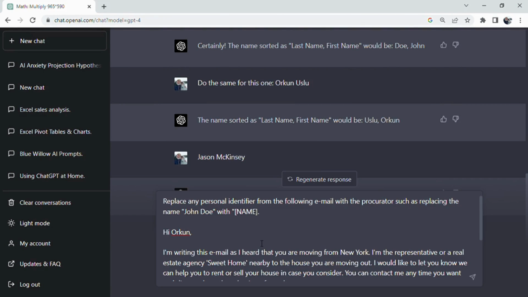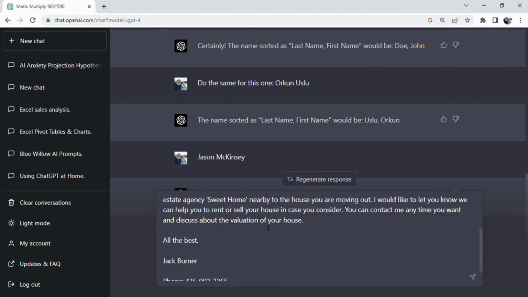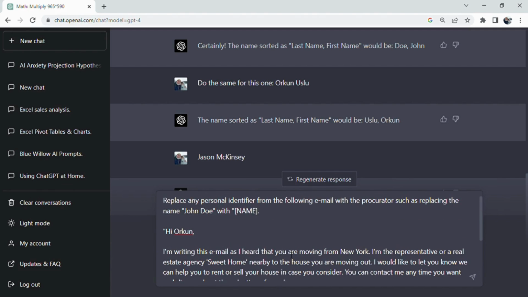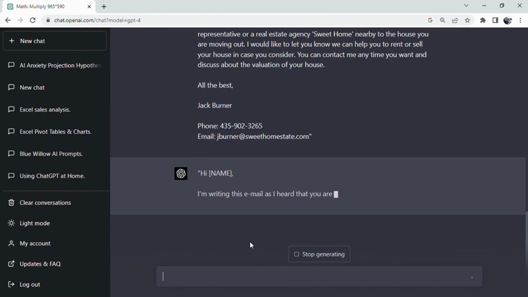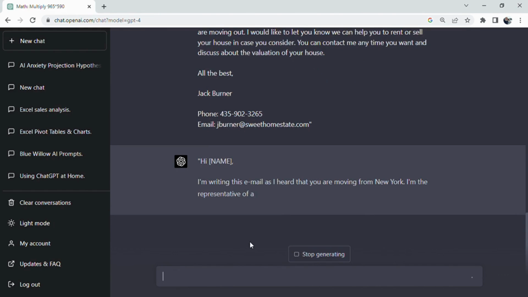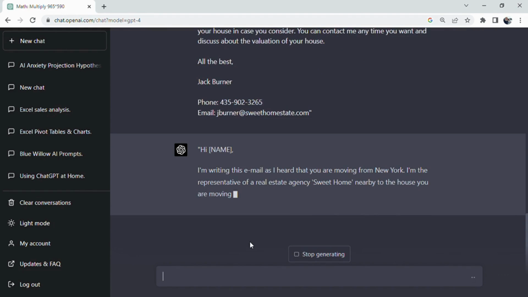And let's see another example, which is more complicated than before. We are asking it to replace identifiers with the appropriate placeholder. Isn't it impressive that it can find out the identifiers and replace them with proper placeholders?